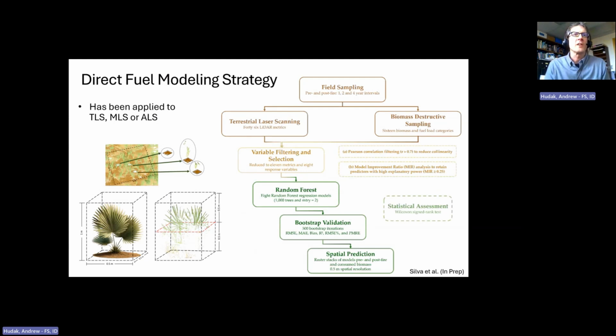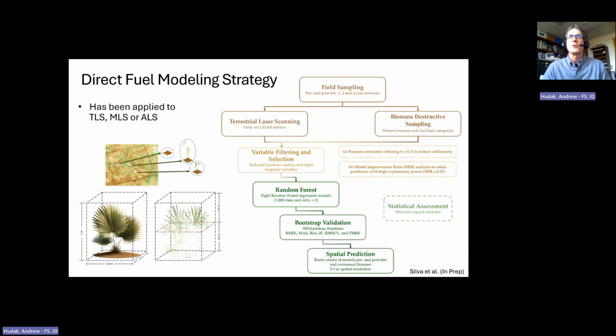Okay, next part of my talk now, as per my outline, is just presenting a direct fuel modeling strategy. I'm going to use TLS as an example here, focusing on that fine scale. But this sort of modeling approach can be applied to mobile laser scanning or airborne laser scanning. It scales between all these different point cloud data sets. It could also be applied to UAS point clouds or photogrammetric point clouds, although you have to be cautious because you don't get the same penetration through the canopy as you do with LiDAR.